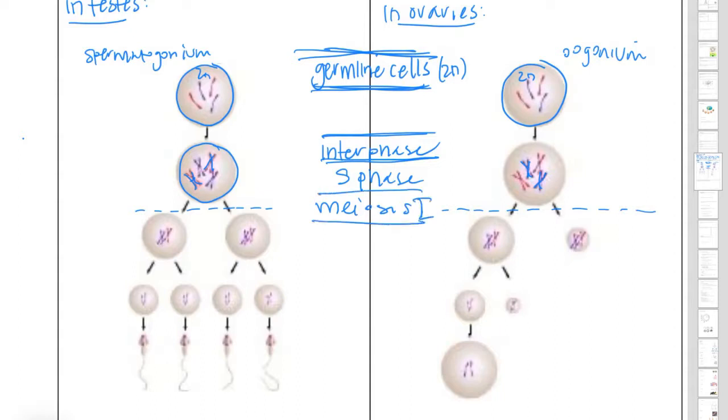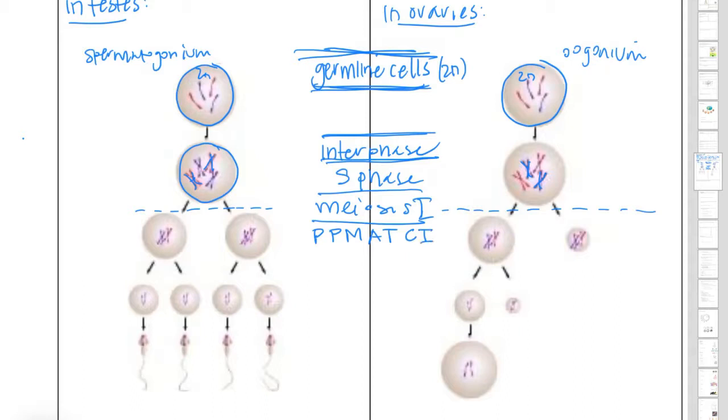Now here's the first stage right here, the first division. And the first division is meiosis 1. Now I'm just going to go over and talk only about sperm, the production of sperm first, spermatogenesis, and then I'll go over and talk about what happens in the female gamete separately.